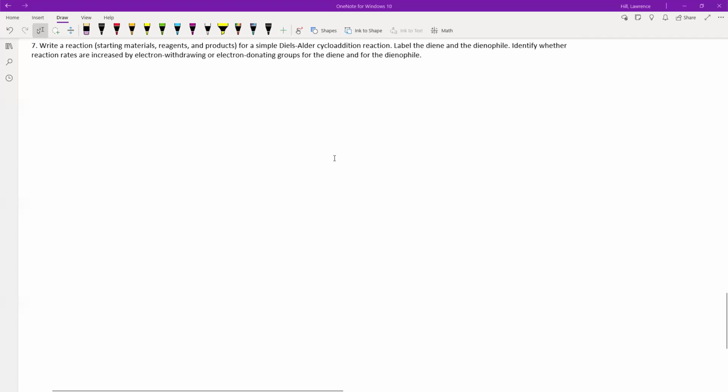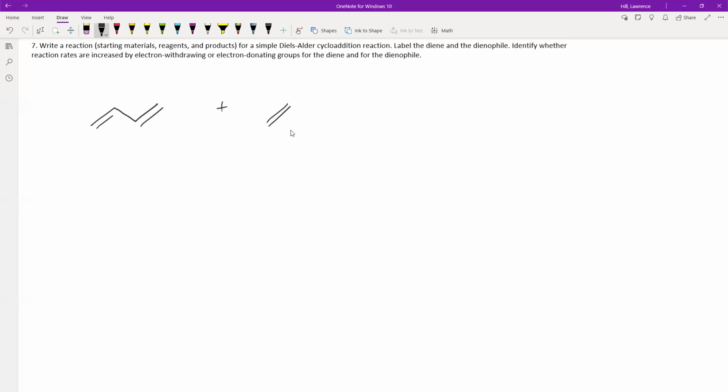Number 7, write a reaction, starting materials, reagents, and products for a simple Diels-Alder cycloaddition reaction. So the simplest one that we think about is butadiene and ethylene. And we know that this doesn't quite work. We know we need something a little bit more reactive than ethylene for this to go. But to keep it as simple as possible, that's what I'm going to do. If we want to make it a little more complicated, we can do that in a minute.